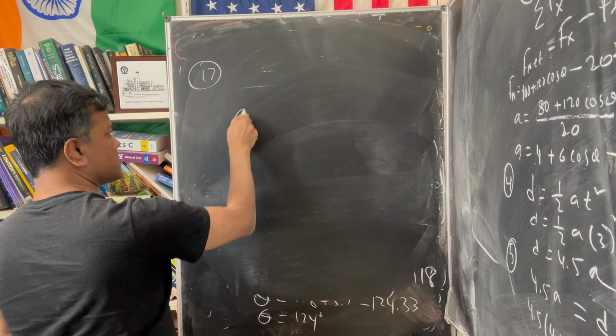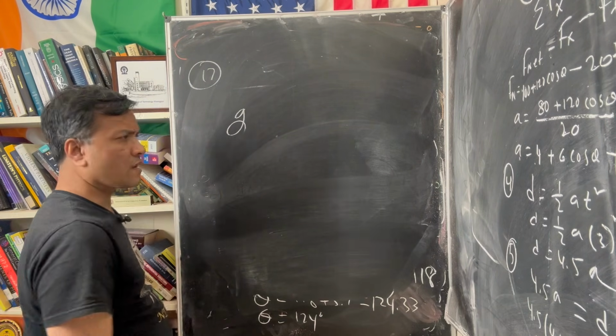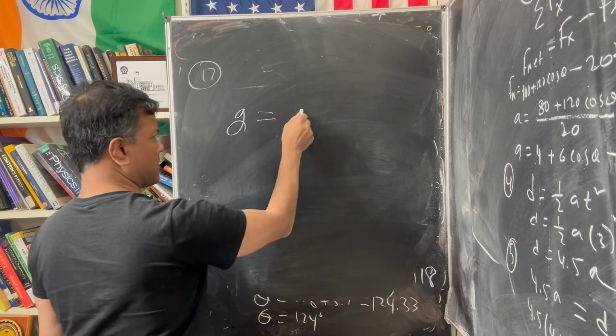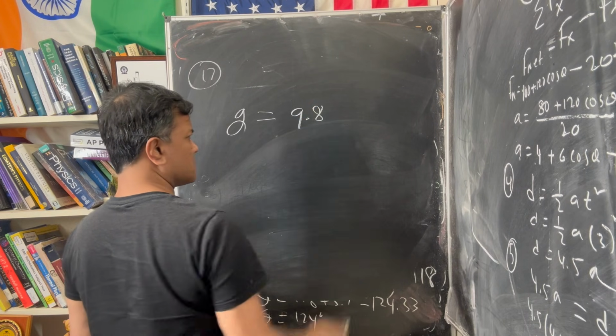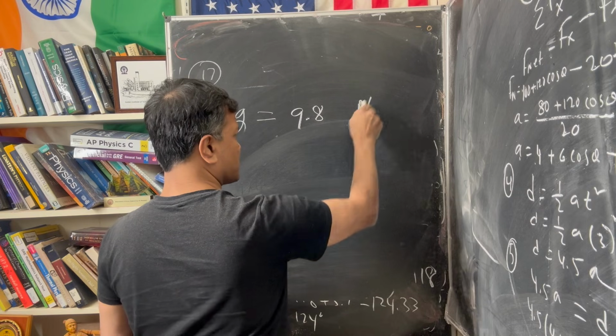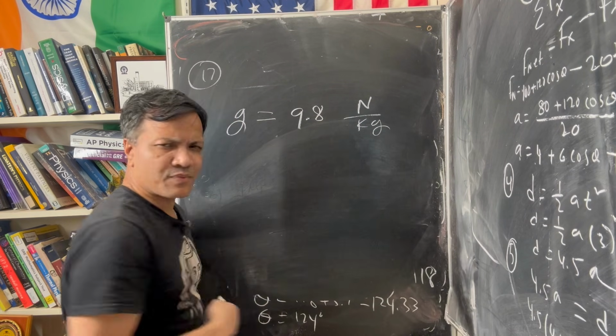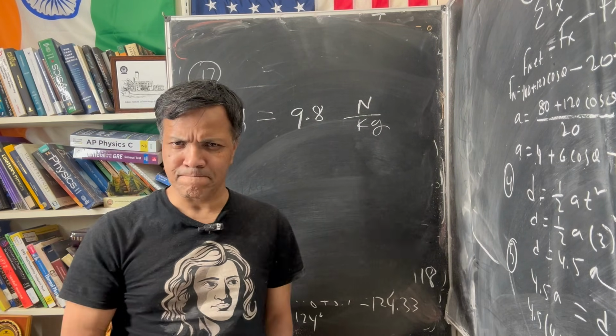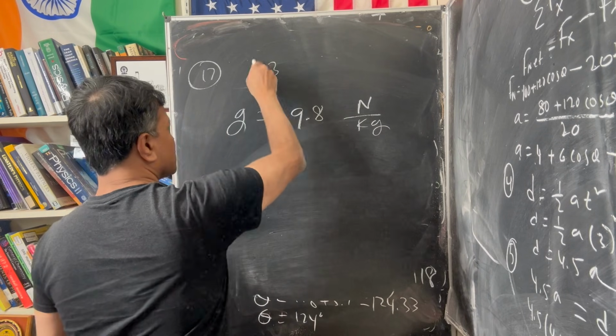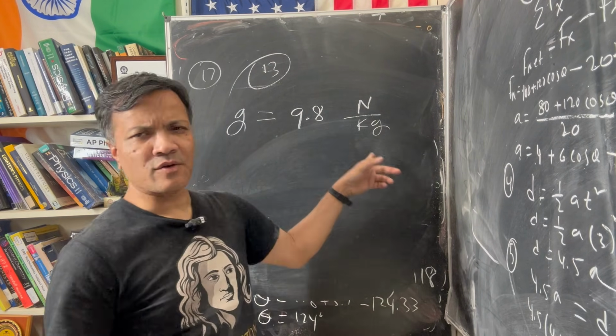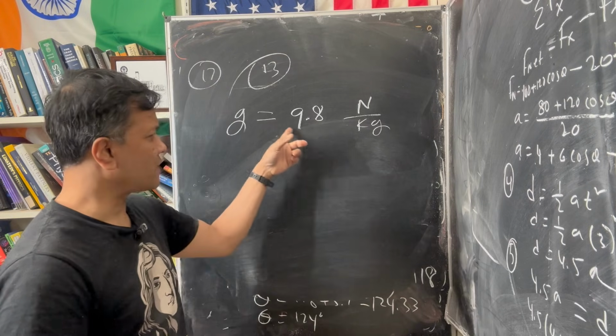All right, so this is the gravitational field. The magnitude of the gravitational field is 9.8, and the SI unit for gravitational field is newton per kilogram. I proved it before, so I'm not going to prove it again. Check problem 13. I show you the proof of where newton per kilogram comes from and where 9.8 comes from.